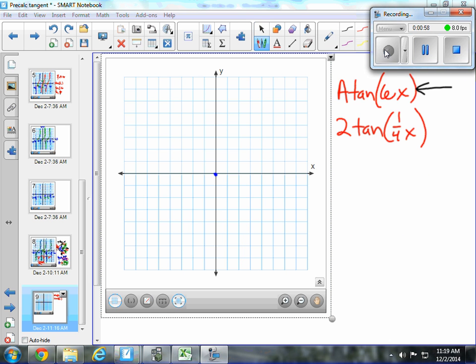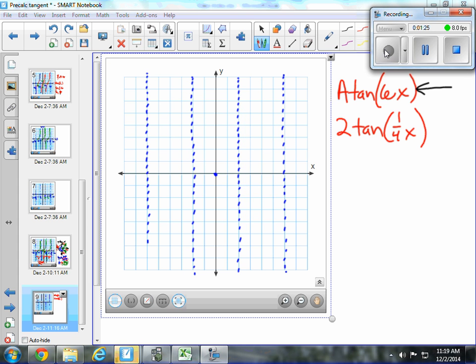So what I'm going to do is draw in some asymptotes, but I'm not going to label them yet. I don't know what points they are, but I know that they're going to be evenly spaced because tangent is a periodic function. It repeats itself on a regular basis. If this was the graph of tangent without any omega and without any a, I know that these would be pi over 2 points. I'm not exactly sure what they are right now.